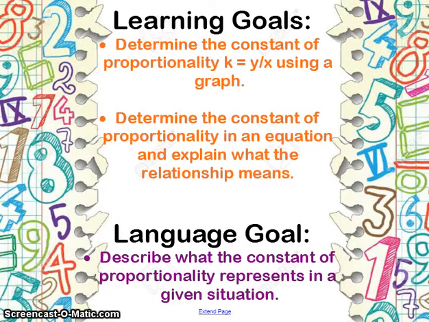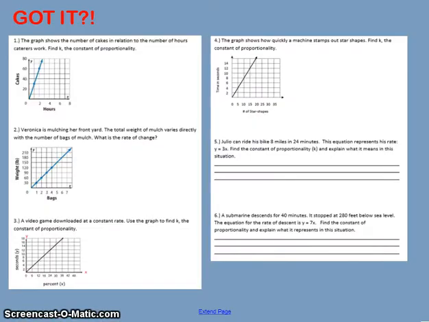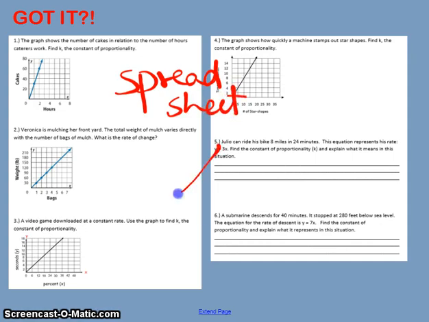Okay, last thing. Go to your Got It page. You've got 6 problems. Make sure that you're checking your answers in the spreadsheet. And then for the explanation for 5 and 6, I will check those on my own.